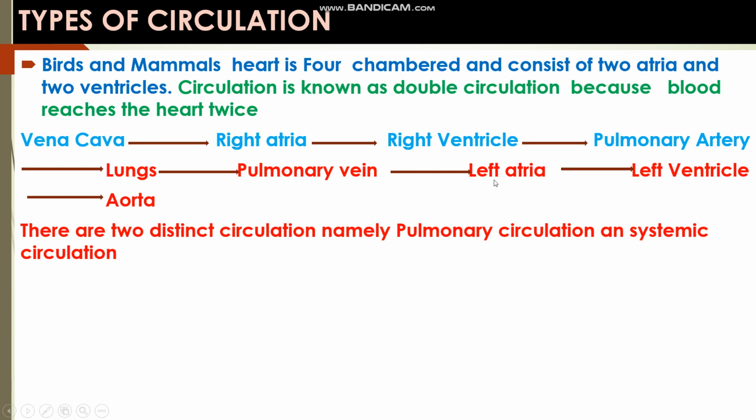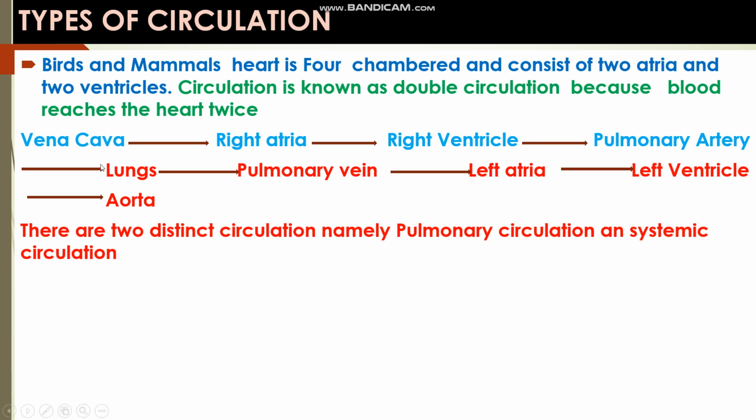Now the oxygenated blood in the left atria flows into the left ventricle. The left ventricle will pump the blood into the aorta. Aorta is the largest artery. And the aorta carries this oxygenated blood to different parts of the body. And the deoxygenated blood is then brought back by the vena cava into the right atria. So this circulation is known as systemic circulation.